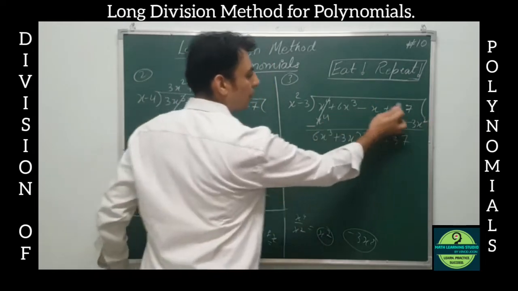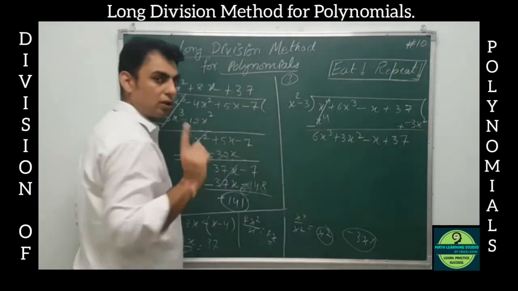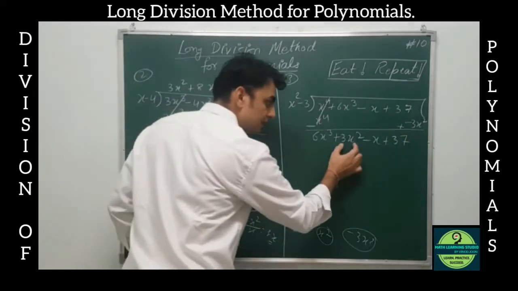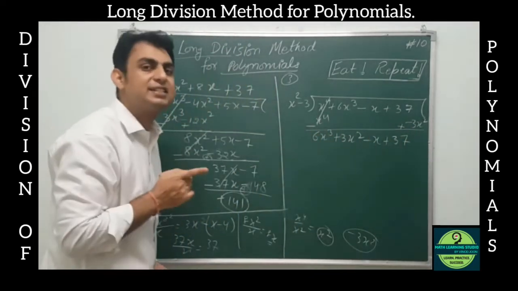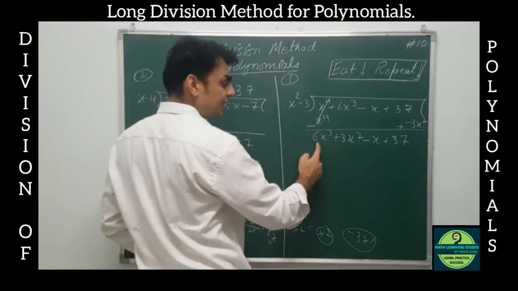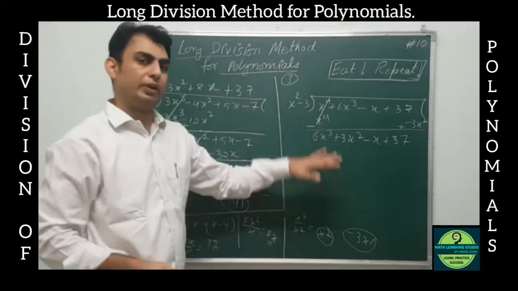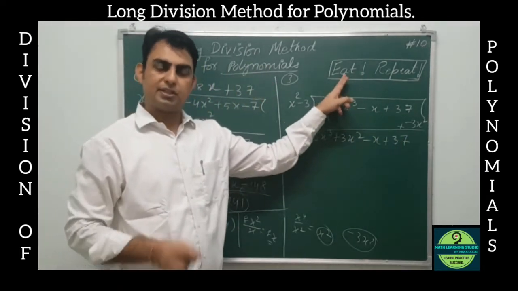But now when we subtract, what happens? The 6x cube will come, plus 3x square will also come now. So that comes second. We are writing in the standard form. Yes, this is something to keep very much in mind. 6x cube plus 3x square minus x plus 37. Now we have done this.